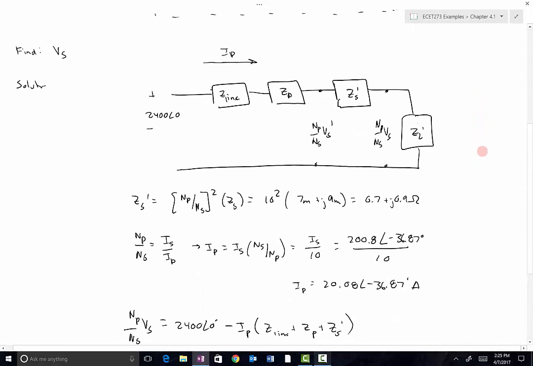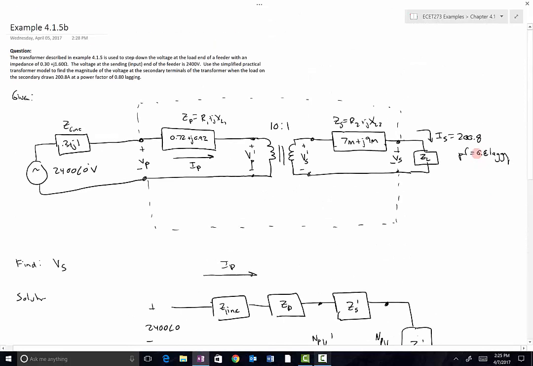You just have to keep track of what you're reflecting, and I highly, highly, highly encourage you to do that by drawing the circuit diagrams. I know it takes an extra minute to do that, and can be a little tedious, but drawing this out really, really will help you keep track of all your numbers and how to refer quantities to the different sides of the circuit to do your solution.